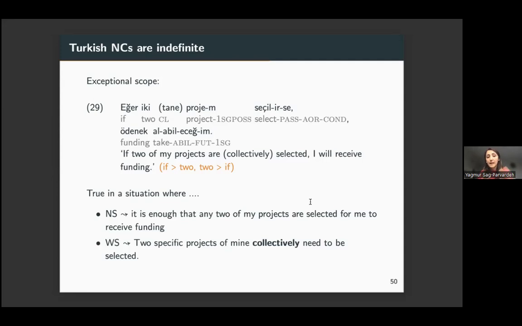For example, if you say eğer 2 tane projem seçilirse ödenek alabileceğim, this could be true if it is enough that any 2 of your projects are selected for funding. Alternatively, the funding requires 2 specific projects of yours collectively to be selected. So these are the general properties of numeral constructions cross-linguistically, and Turkish numeral constructions show these properties regardless of whether Tane is there or not. So the point of these examples is to show you that numeral constructions are indefinite.